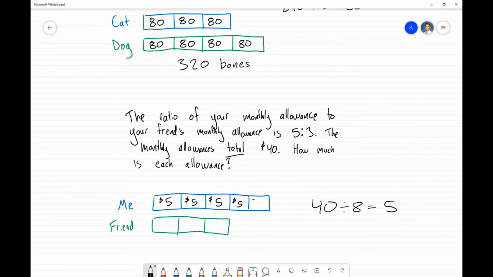And we can now use that to determine the value of each of our allowances. So for me, I can see I have 5 times $5, so my allowance would be $25, and my friend has 3 times $5, and their allowance would be $15.